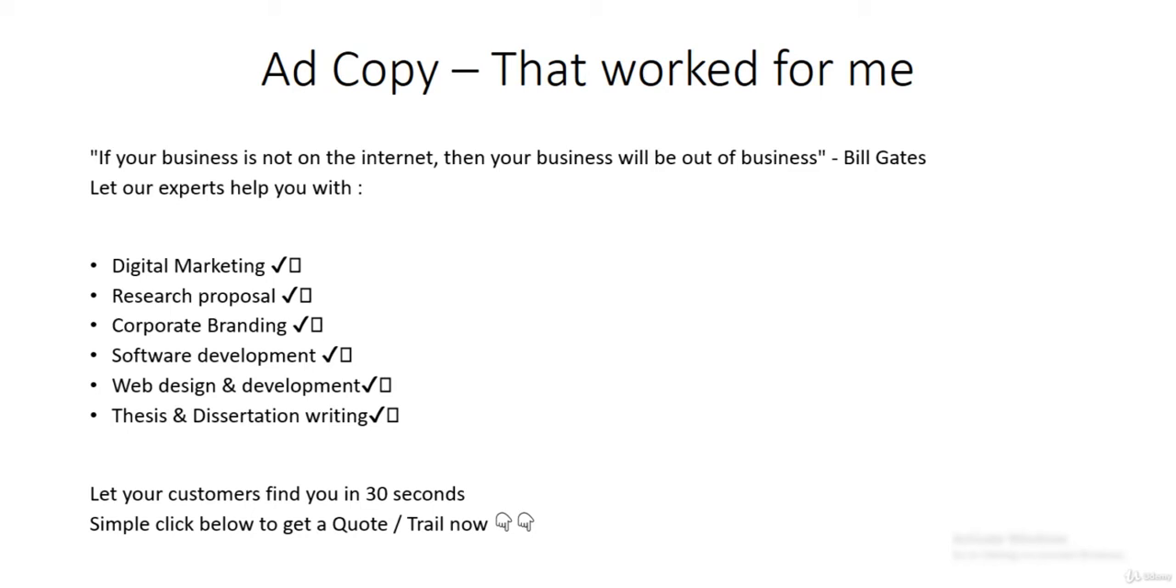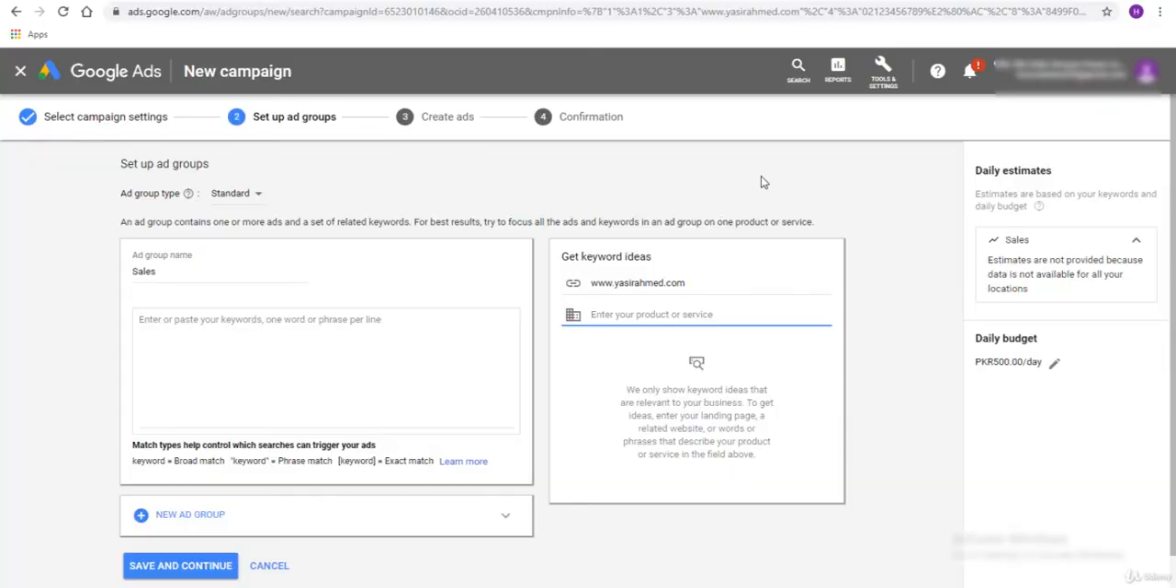So you can see over here I've got the options for digital marketing, research proposal, corporate branding, software development, web design and development, thesis, and all that. So these are the keywords, specifically the services, that the company I'm advertising was offering. So what I'm going to do is put all those keywords over here, and automatically it would suggest some more keywords. So let's go with digital marketing.